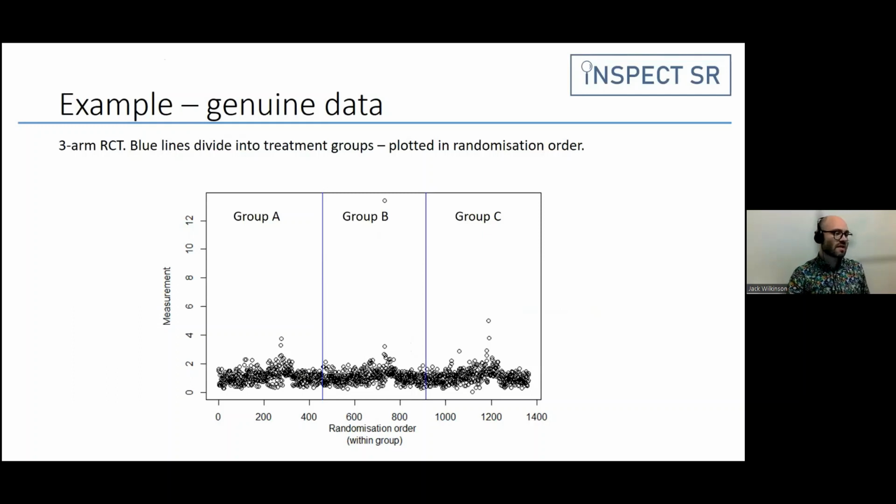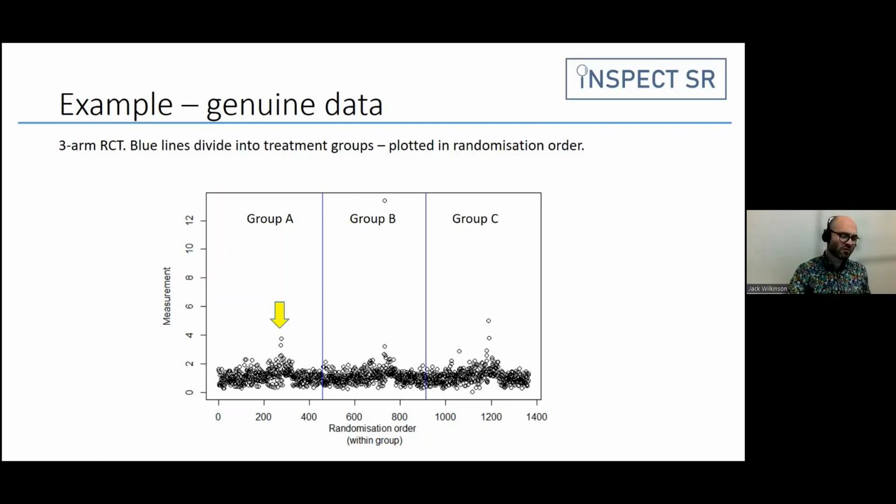So in this hypothetical example, we have a 3-arm RCT, blue lines divide into the different treatment groups. And then within groups, we're plotting a baseline measurement in the order of randomization. So our 3 study groups, A, B, and C. And as we go along the bottom, our patients are in randomization order within the group. Now, we might notice something that looks a bit odd in group A. Around here, people start to have much larger measurements.